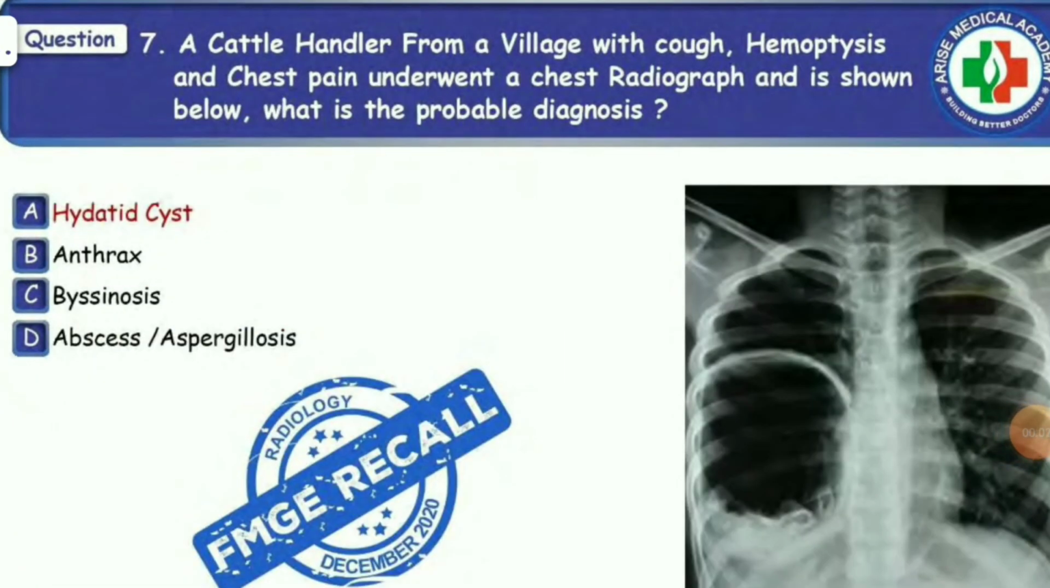Next question, a cattle handler from a village with cough, hemoptysis and chest pain underwent a chest radiograph and is shown below. What is the probable diagnosis? The answer is hydatid cyst.